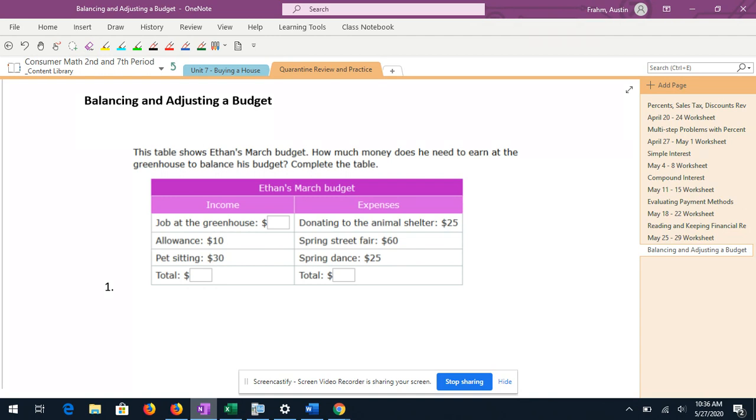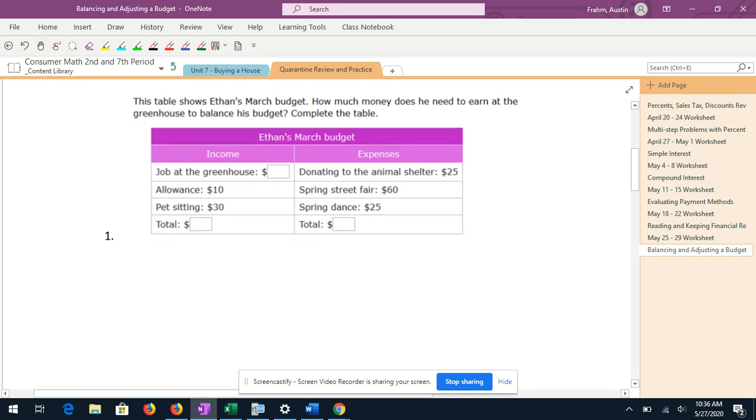So example one says this table shows Ethan's March budget. How much money does he need to earn at the greenhouse to balance his budget? Complete the table. I view these problems as three steps. We have an income column and an expense column. The expense column is already completely filled out. So step one can be finding the total expenses. So that's what I want to do first.